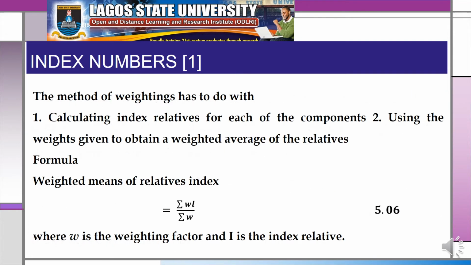The method of weighting has to do with: 1. Calculating the index relative for each of the components. 2. Using the weights given to obtain a weighted average of the relatives. The weighted mean relative index is given by 5.06, where W is the weight factor and I is the index relative.